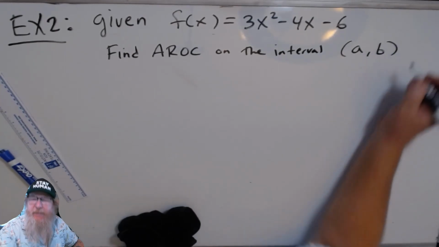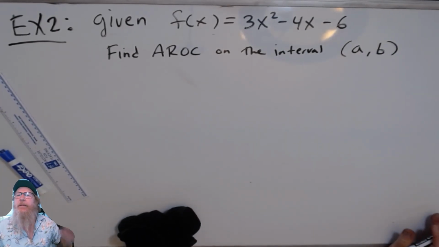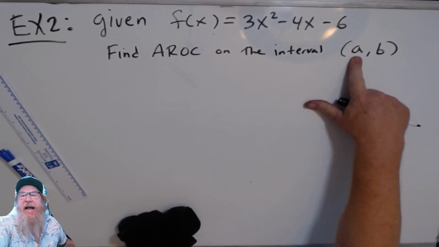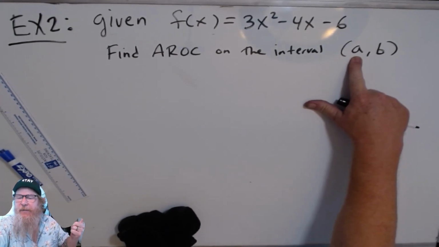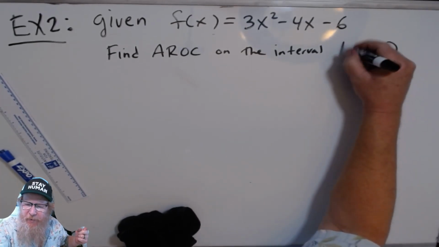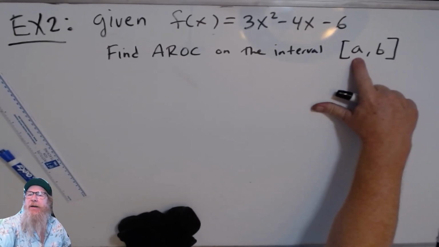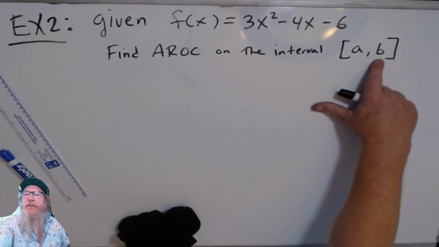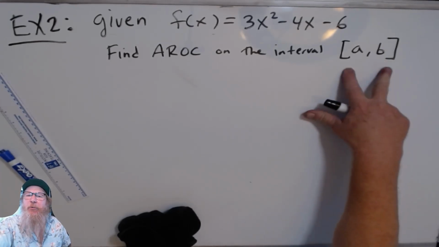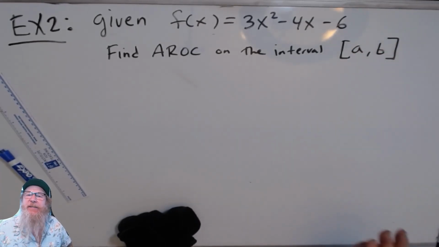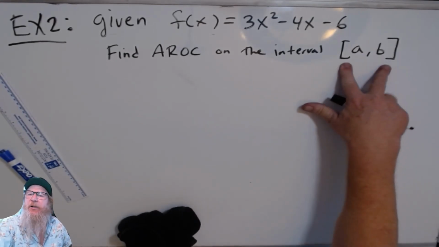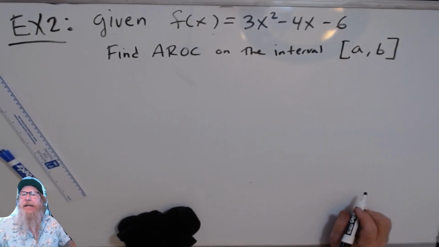So let's generalize what the average rate of change would be on the interval AB. Think of this as your x1 and this as your x2, it's a closed interval. I'm glad I corrected that, because with the parentheses there, it wouldn't have meant the same thing. So this is the closed interval AB.